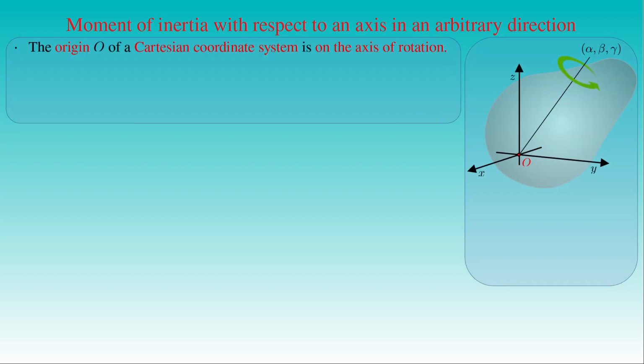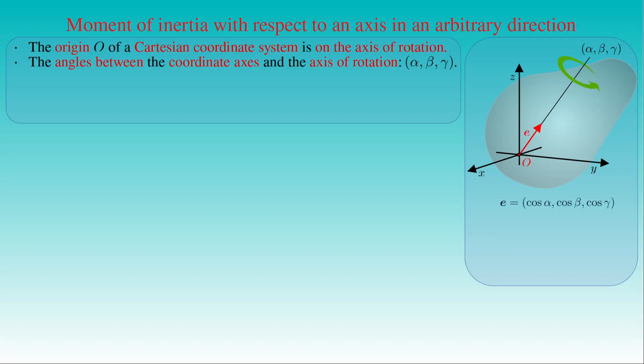We consider a more general situation where the origin O of the Cartesian coordinate system used to describe the motion of the rotating rigid body is still located on the axis of rotation, but the latter forms the angles alpha, beta, and gamma with the coordinate axes x, y, and z, respectively. Then the components of the unit vector E in the direction of the axis of rotation are the cosines of the angles alpha, beta, and gamma that the vector makes with the coordinate axes, called direction cosines.